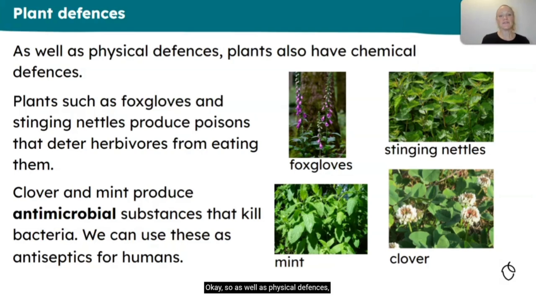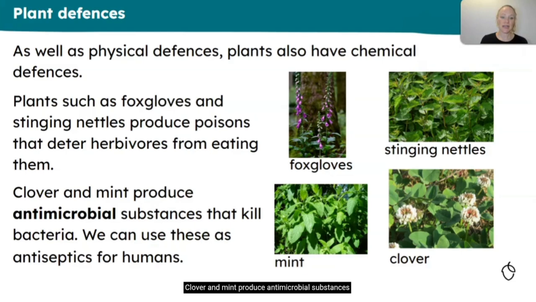Okay, so as well as physical defences, just like human beings, plants have actually got chemical defences, which you may not have realised before. So, for example, the foxglove and stinging nettles, they actually produce poisons that deter herbivores from eating them. Okay, we actually would stay away from a stinging nettle, wouldn't we? Because it would cause irritation to our skin. So us knowing that means that we actually leave those populations alone to grow.